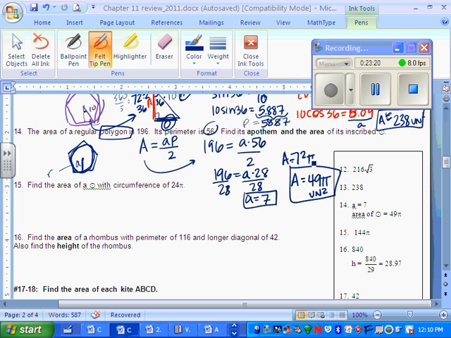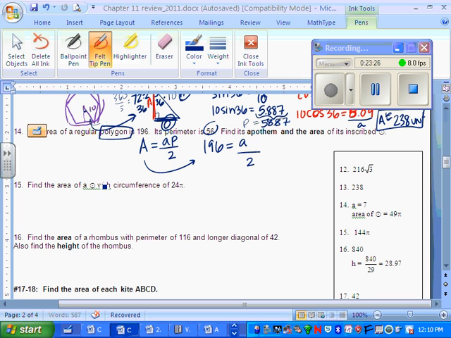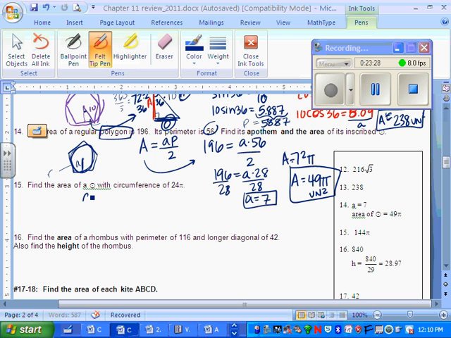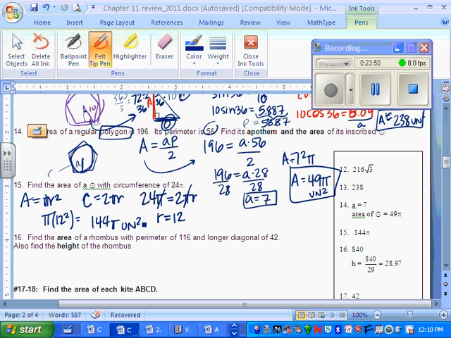Done. Moving on, find the area of a circle with a circumference of 24 pi. I know the circumference formula is 2 pi r. I know 24 pi is my circumference. The pis cancel, divide by 2, radius equals 12. I want to find the area of the circle. Area is pi r squared, and pi times 12 squared is 144 pi, and that is the answer to my problem. I'm finished.